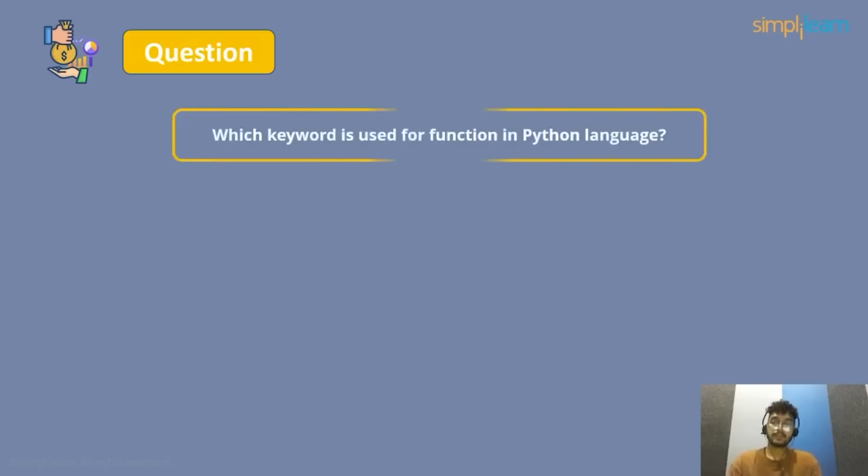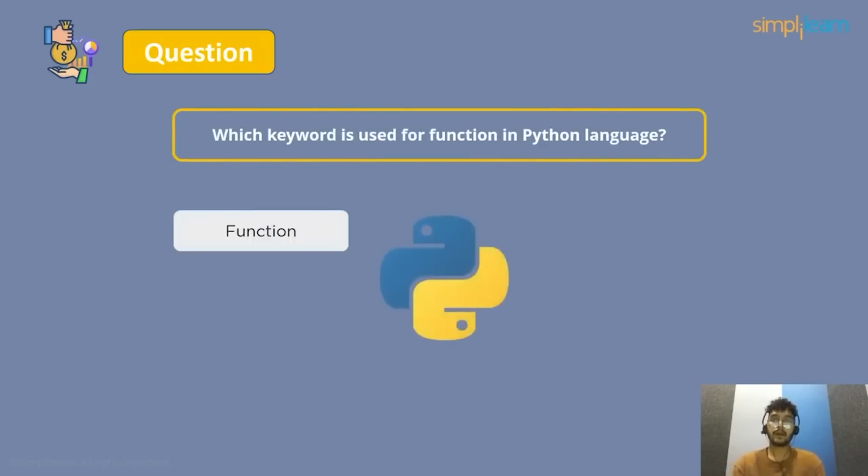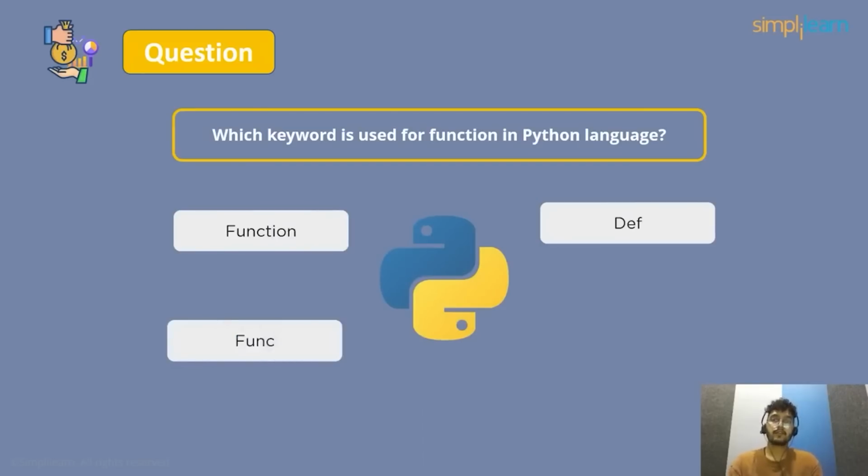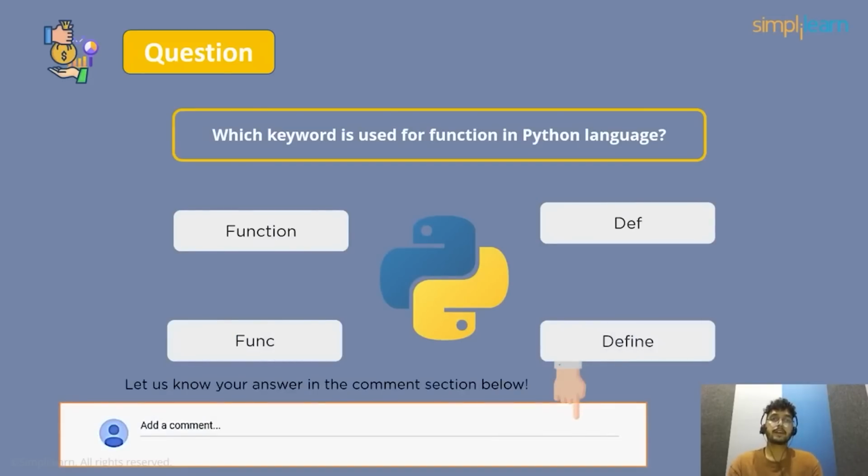So the question is, which keyword is used for function in Python language? Option 1, Python. Option 2, def. Option C, func. Option D, define. Let us know your answer in the comment section below.